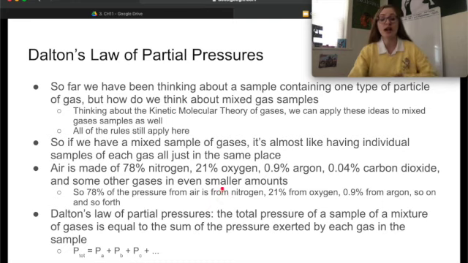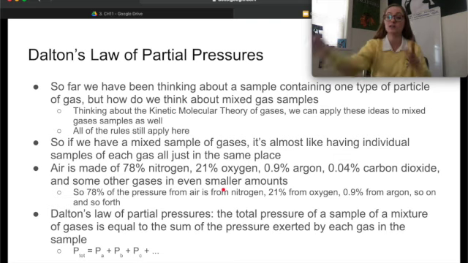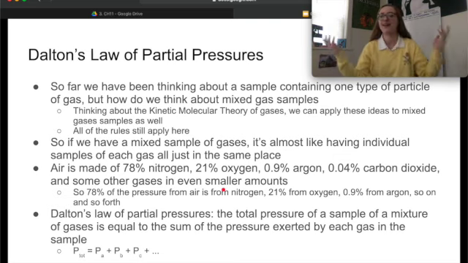Whatever proportion of the total mixture that gas makes up, it contributes that much to the pressure, right? If you think about it, each individual gas, we're assuming it behaves like it normally would, so it has its pressure, and we add them all up to get the total pressure of what's in the container. Makes sense to me. I don't know about you guys, but it makes sense to me.